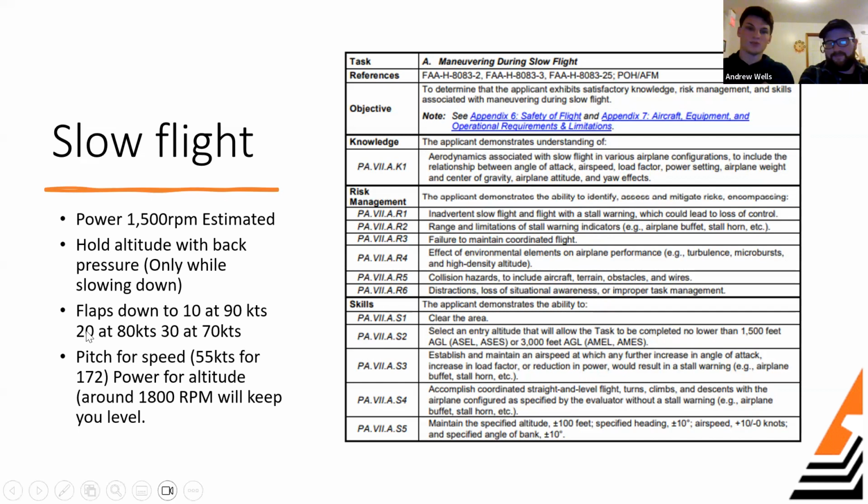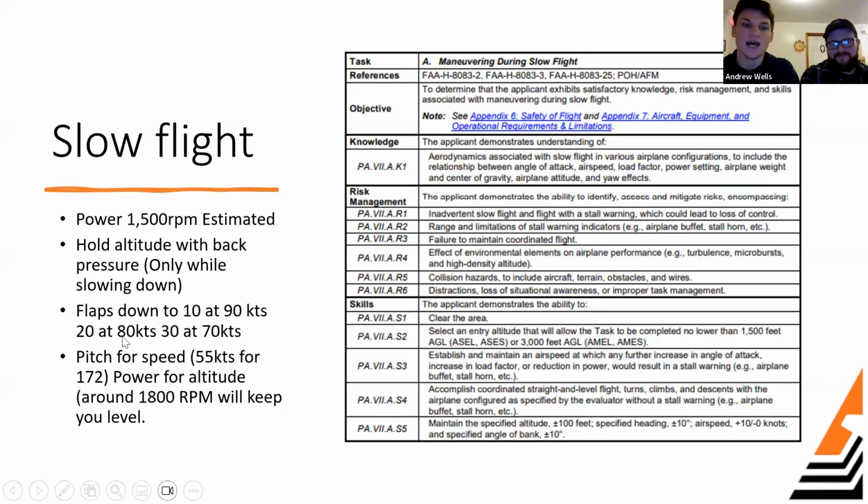A lot of times I see people confused with the flap settings. So I try to make it standard with the numbers, right? You want your airspeed and your flaps to equal 100. So what I mean by that is when our airspeed is at 90 knots, you want flaps 10, right? So 90 plus 10 would be 100, right? Once we get down to 80 knots, put in flaps 20, 80 plus 20, 100.